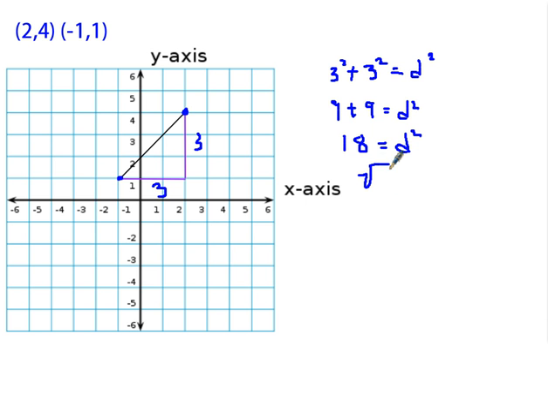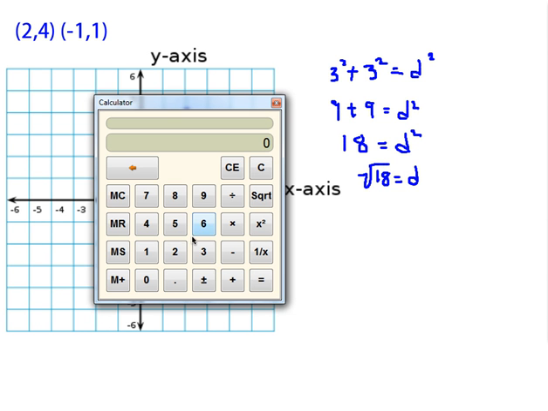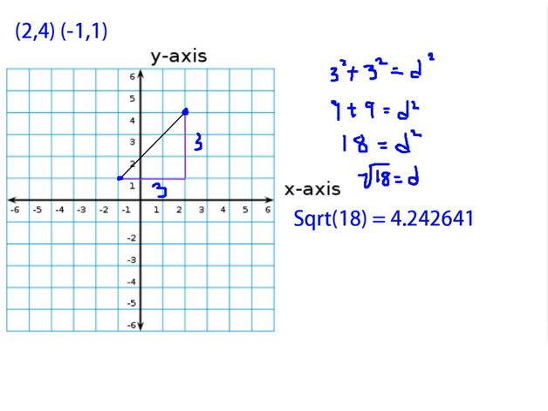The square root of 18 equals d. And I'll need my calculator for this one. And then I would get 4.2 equals d. So that distance I would round to 4.2.